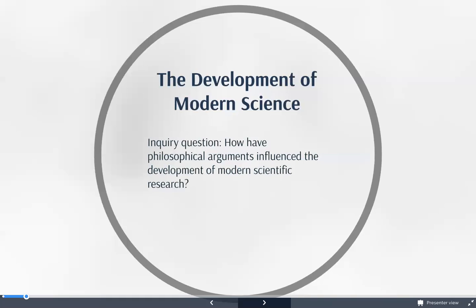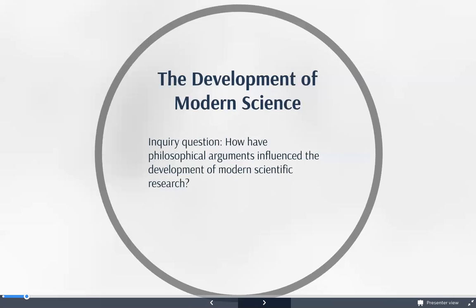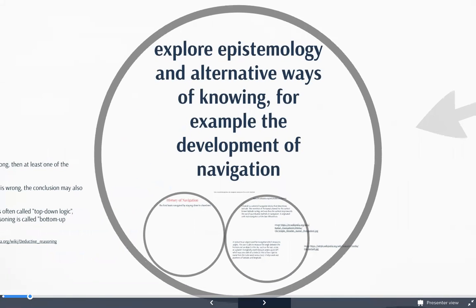But if you look at the inquiry question, we're talking about philosophical arguments. And so science has a lot of meta language, it has a lot of processes, but in the end, it's all about trying to find the truth. Now, one of the first things we talk about is this idea of epistemology.